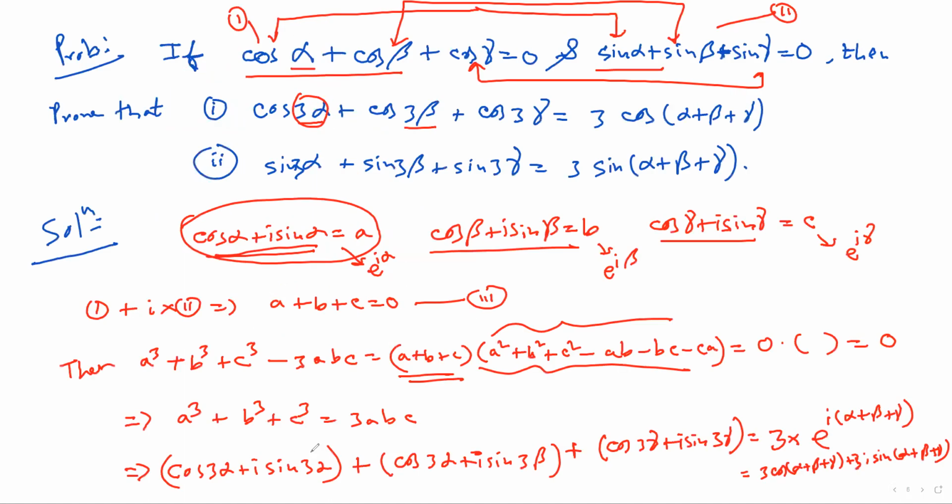So just take the real part on both sides of the equation to get cos 3 alpha plus, I think I wrote alpha here mistakenly. So cos 3 alpha plus cos 3 beta plus cos 3 gamma is equal to 3 cos of alpha plus beta plus gamma, which is the first equation. And similarly, taking the imaginary part of both sides, you get the second equation, which completes our proof.